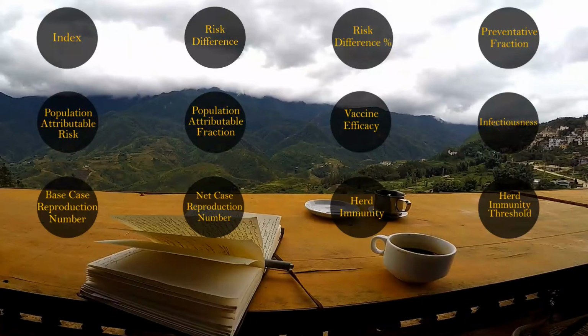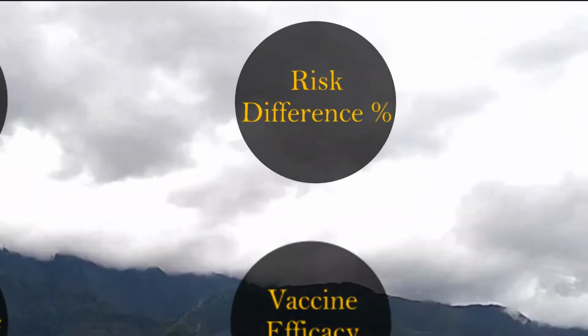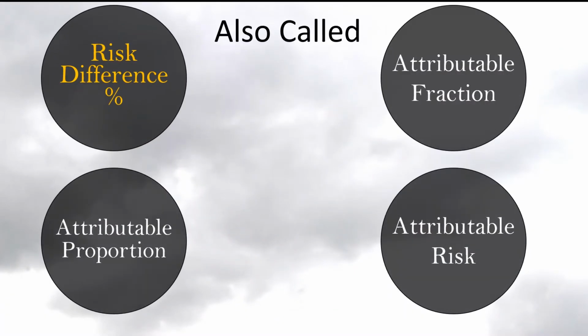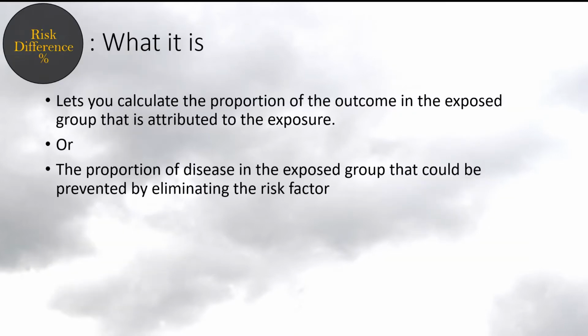Risk difference in percent. So then, other names. It is also called attributable proportion, attributable fraction, or attributable risk. Four names for the same thing. Bit annoying, but let's go over what it is. It lets you calculate the proportion of the outcome in the exposed group that is actually attributable to the exposure.